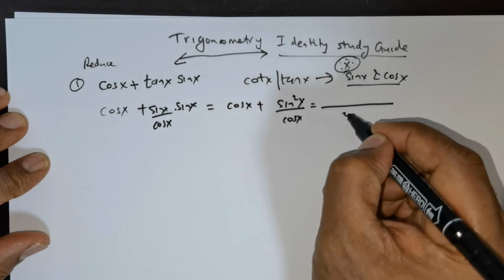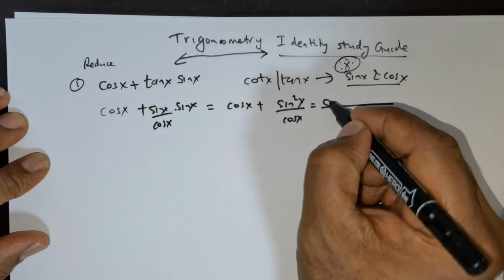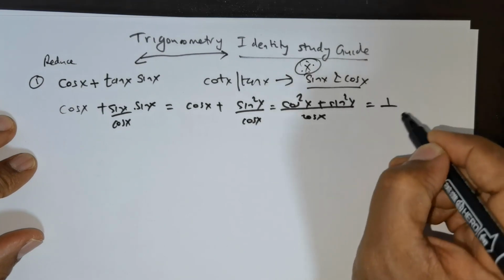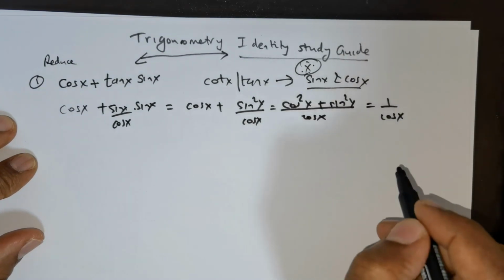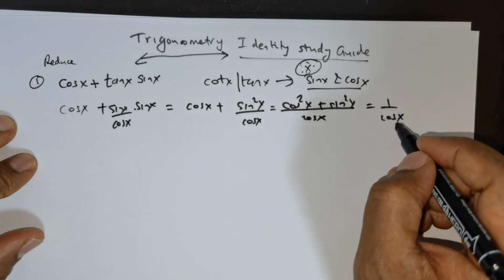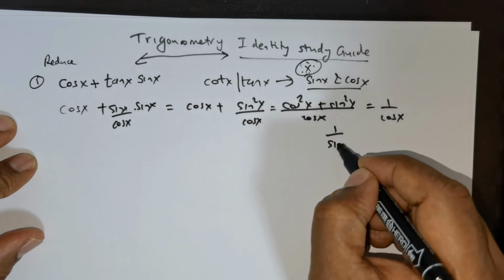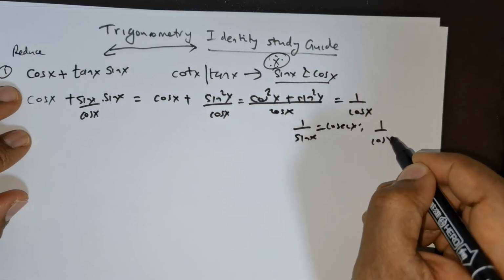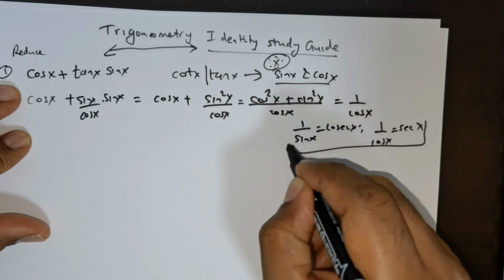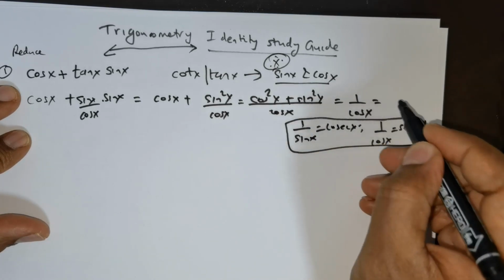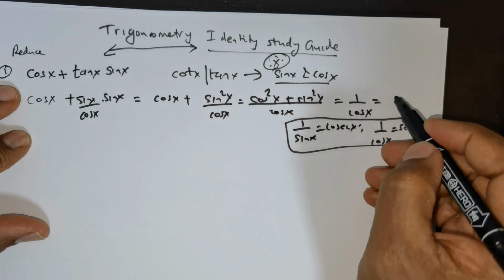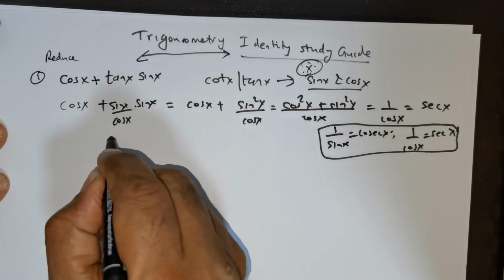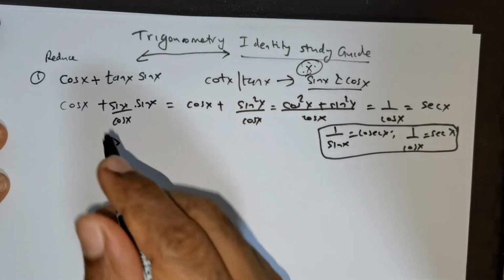I take the LCM as cos x, so that would give me cos squared x + sin squared x. Cos squared x + sin squared x is 1, so this is nothing but 1 over cos x. Now by trigonometric identity, 1 over sin x will give you cosecant x, and 1 over cos x will give you secant x. So this is just a side note. So 1 over cos x, that's going to give you secant x. So we have obtained the reduction. So thereby, in the process of obtaining the value, we have got an identity.